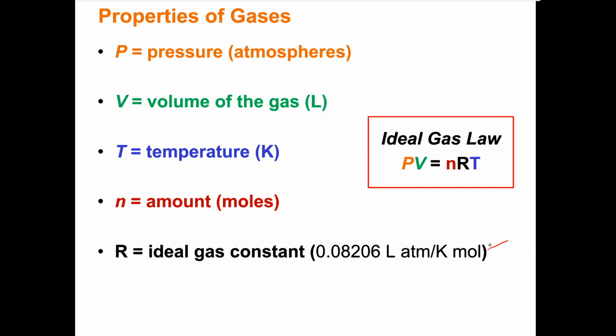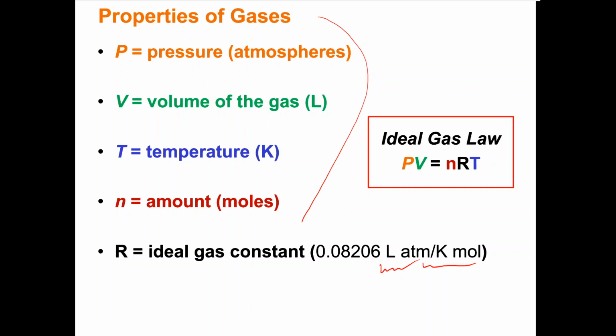So the equation is here. PV is equal to nRT. The P is for pressure, and this is usually given in atmospheres. V is for volume, which will be in liters. T is the temperature in Kelvin. n will be the amount, in other words, the number of moles. And R is our ideal gas constant.